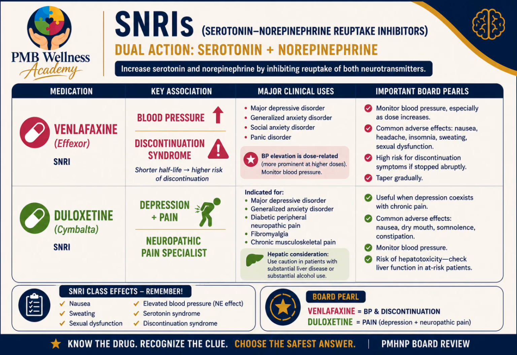Then there's desvenlafaxine and levomilnacipran. Desvenlafaxine is a major active metabolite of venlafaxine and shares many SNRI class effects, including potential blood pressure elevation, sexual dysfunction, serotonin syndrome, and discontinuation symptoms. Levomilnacipran is another SNRI with relatively prominent norepinephrine reuptake inhibition. So our memory associations will be venlafaxine equals elevated blood pressure and discontinuation, and duloxetine equals pain.